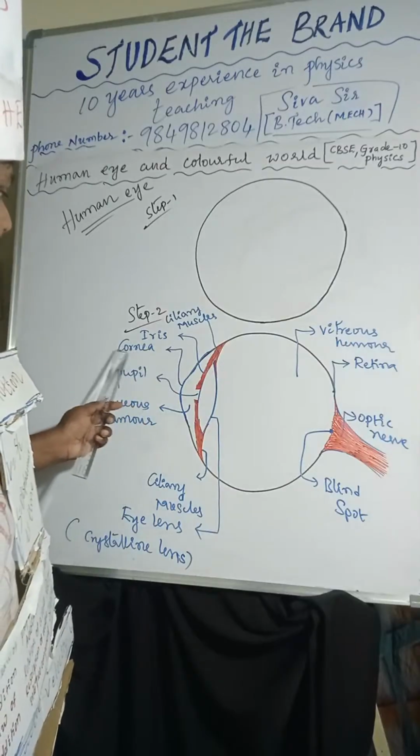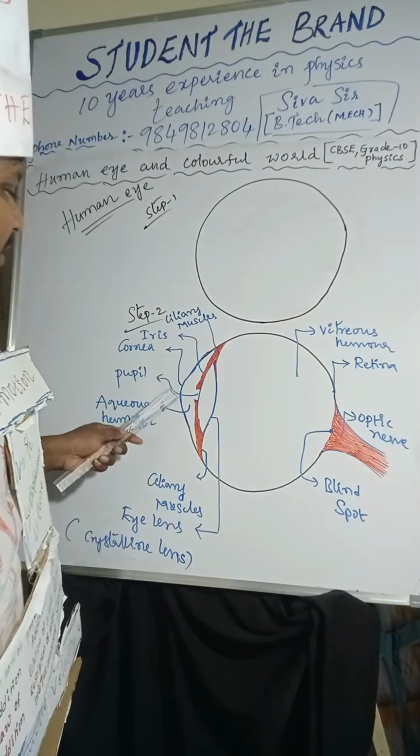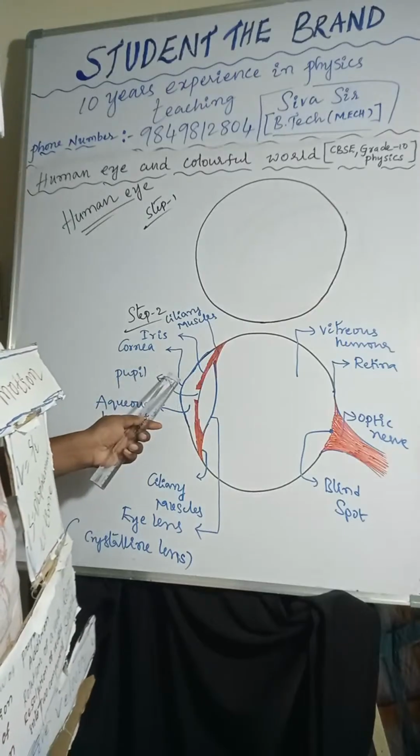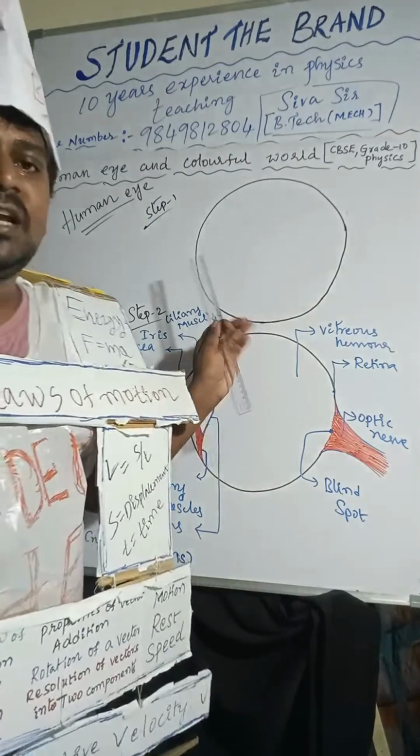This is the cornea. The cornea is this one, a bulged surface. It is a thick layer. So whenever the light rays enter, most of the refraction takes place.